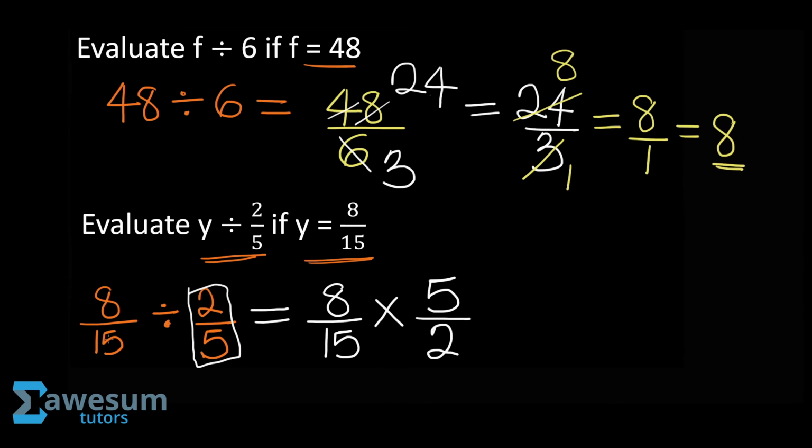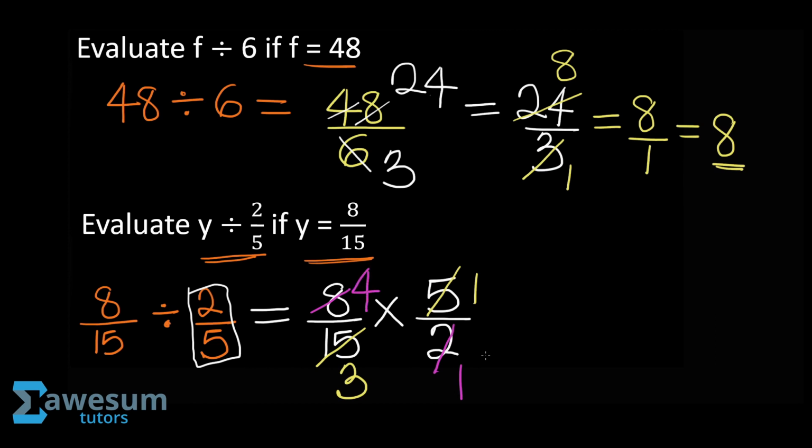Alright, now we have 8 over 15 right here. We changed the division sign to a multiplication sign, and then we inverted this fraction to become 5 over 2. What do we do now? We can use the cancellation method right here. 5 in 5 is 1. 5 in 15 is 3. 2 is also a common factor of 2 and 8. So I will say 2 in 2 is 1, and 2 in 8 is 4.